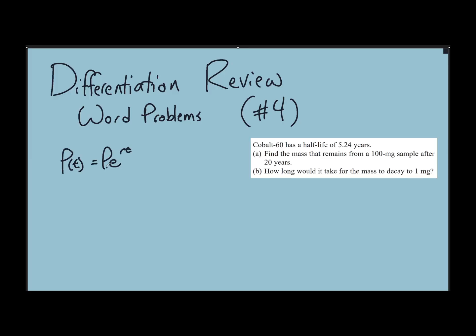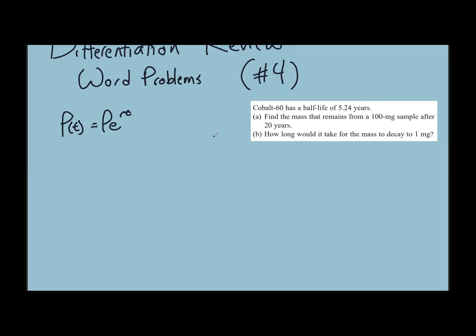P e to the rt, and if you want to write it as P naught to make it more accurate, because that's your starting population, you can. But I just remember that P is starting population. And in this case, it's not a population, it's how much cobalt-60 we have, but it's the same question. It says cobalt-60 has a half-life of 5.24 years.